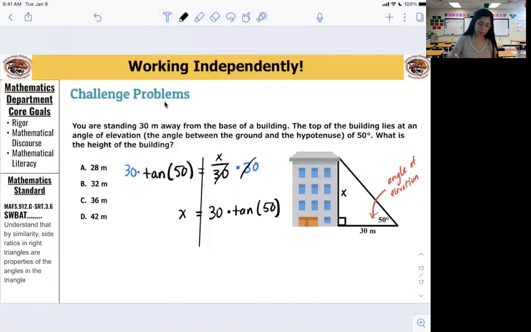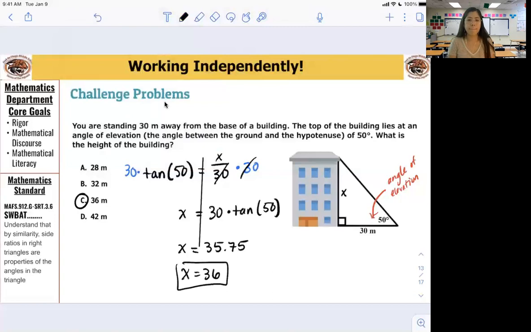Okay, we get x equals 35.75. What does that round up to? The nearest whole number? 36. Questions on C? On this problem?